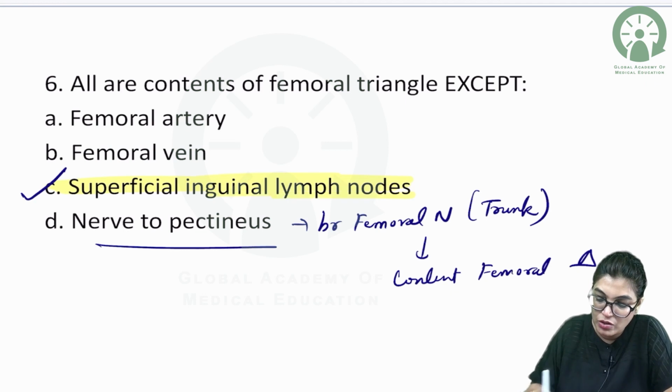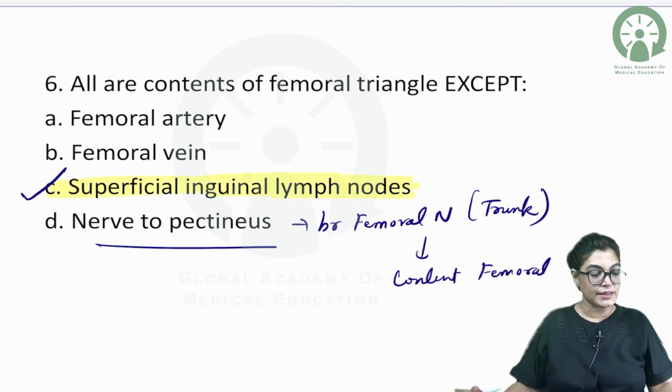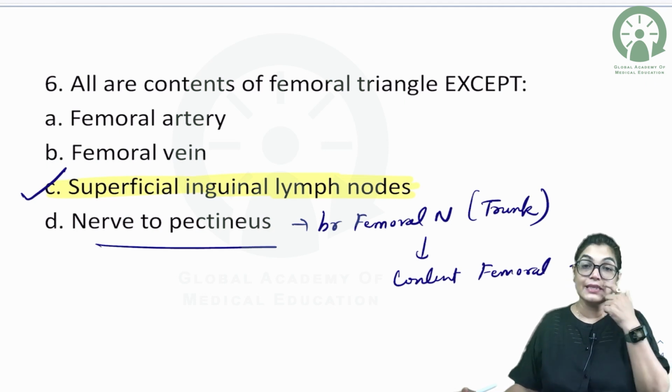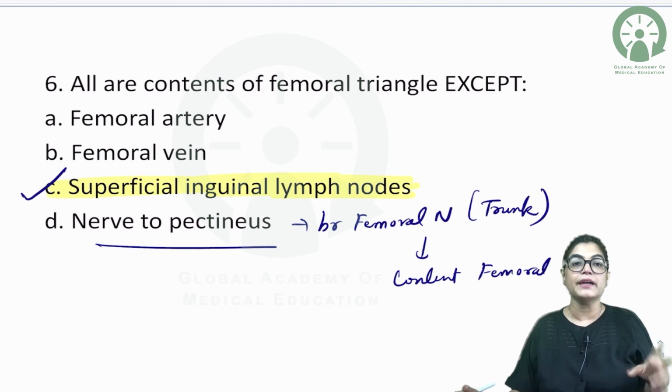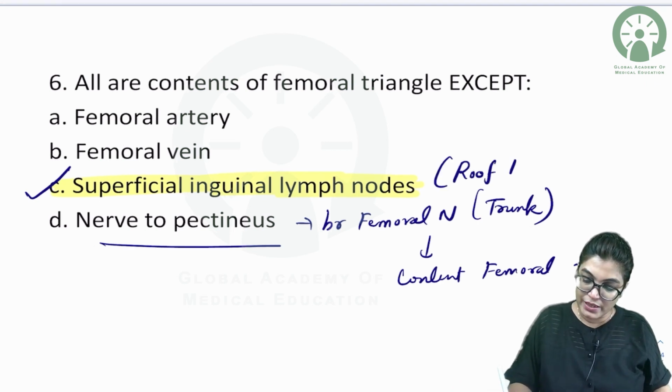So, the odd man out or the correct answer here will be C. Superficial inguinal lymph node is not the content residing inside femoral triangle. It is the deep inguinal lymph node which is lying inside. Superficial inguinal lymph node is located in the roof of femoral triangle.